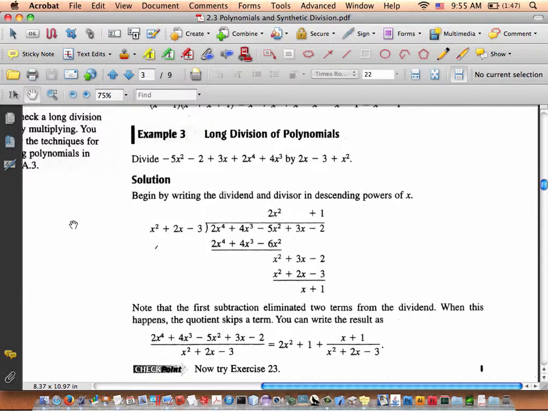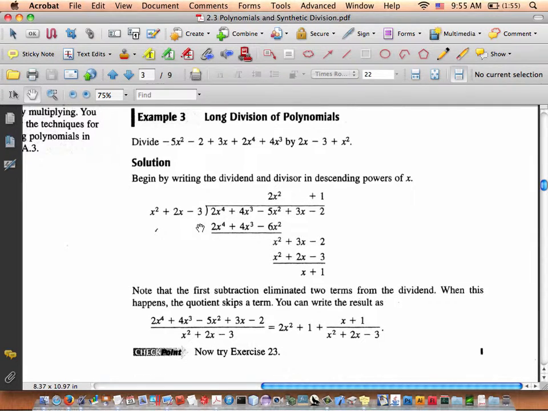And here's a perfect example. We're going to take negative 5x squared plus 2 plus 3x plus 2x to the 4th, and we're going to divide it by 2x minus 3 plus x squared. So the first thing that has to happen is you've got to put everything in descending order. So the first term becomes 2x to the 4th, then plus 4x cubed minus 5x squared plus 3x minus 2. So this has to be perfectly descending. Okay? This also, the divisor, has to be perfectly descending. If you don't have perfectly descending, you're going to get a wrong answer.